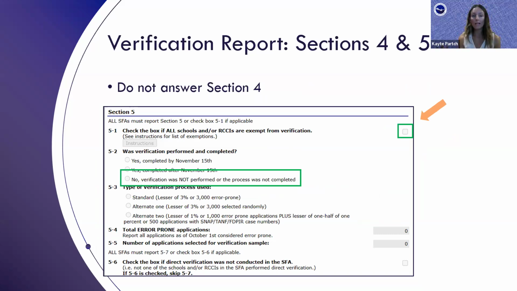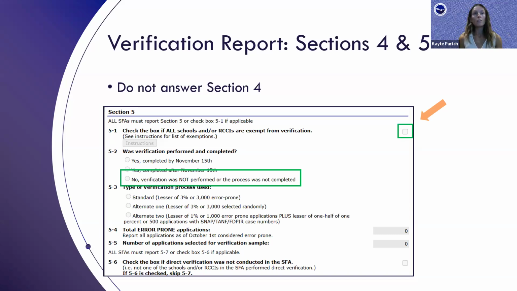Because in a CEP-wide district, all the students get the no-cost meals. It doesn't matter what they put on any application because you qualified as buildings or as a whole district. Therefore, you're not verifying income reported on an application. So you're going to mark the box in 5-1. You're exempt from verification. And then mark the third option in 5-2 and leave the rest of section 5 blank.